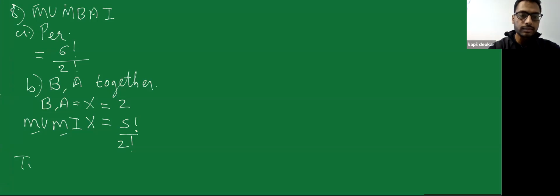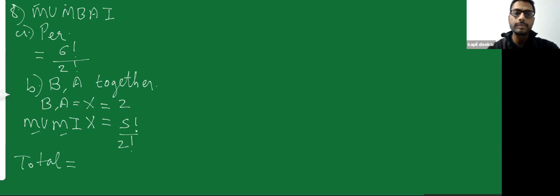So what would be the total number of ways in which you can arrange the letters B and A together and form the different arrangements of the letters of MUMBAI? Total is going to be equal to 2 into 5 factorial upon 2 factorial. What is 2 factorial? It is 2. So 2 and 2 will get cancelled out. It is equal to 5 factorial. What is 5 factorial?